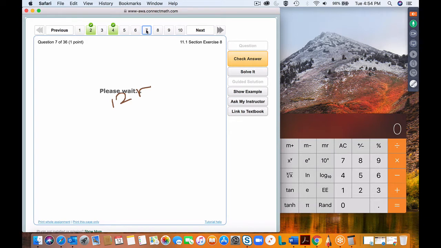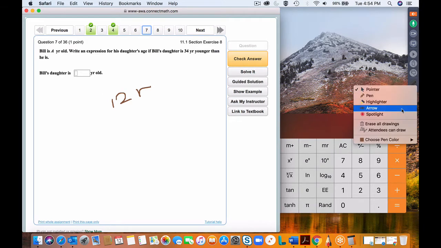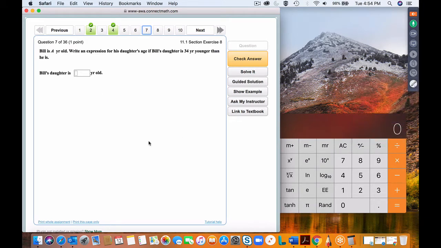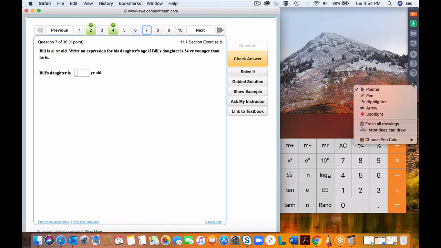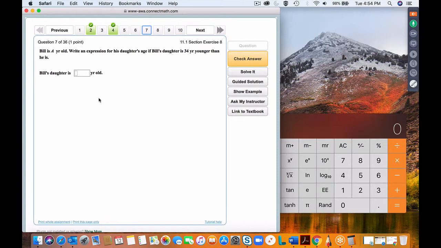Now, number 7. Similar, but in this case we have a subtraction. A minus 34. That's all you have to type in the answer box. A minus 34.